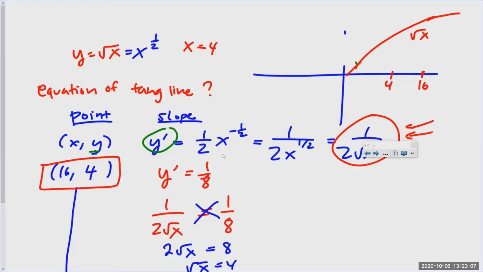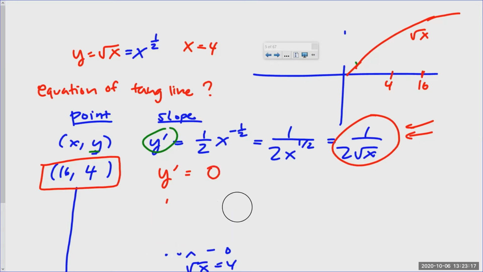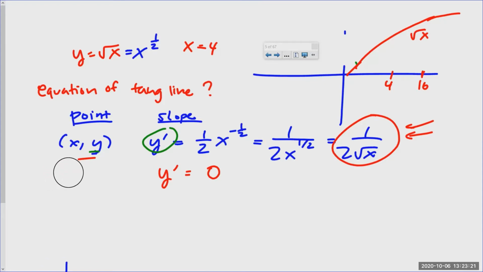So what is the slope when you have a horizontal tangent line? 0. So guys, when they ask for a horizontal tangent line, what you do is instead of y prime equaling 1/8, what's y prime going to be equal to? 0. So you do all the same things, but you're going to try to find x and y, but now y prime is going to be equal to 0.